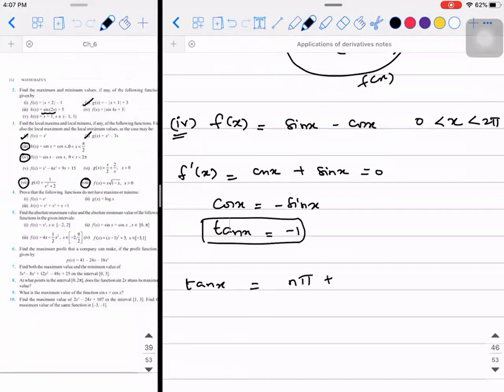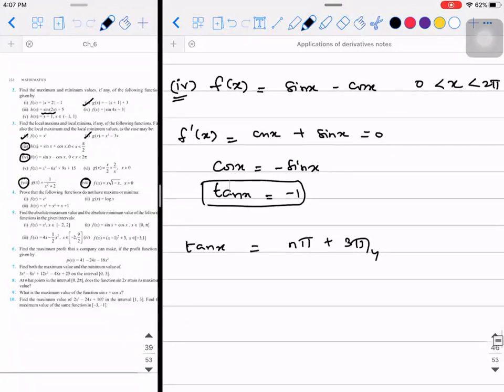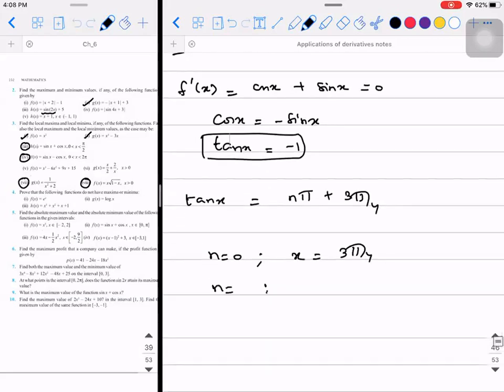What is the principal value for which tan will become negative for the first time? 3 pi by 4, right? So I can write 3 pi by 4 and 2 pi minus pi by 4, which is 7 pi by 4. So if I put n is equal to 0, I get x equal to 3 pi by 4. If I put n is equal to 1, then I get x is equal to 7 pi by 4.